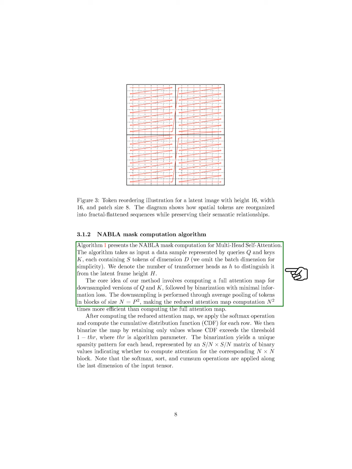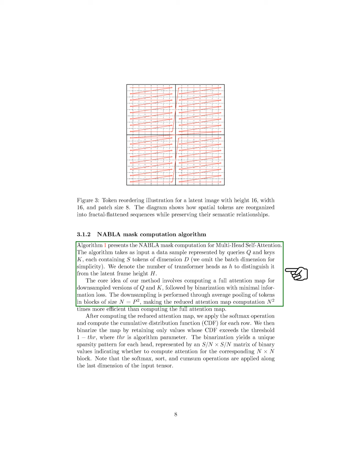After obtaining the reduced attention map, we apply the softmax operation and compute the cumulative distribution function, CDF, for each row. We then binarize the map by keeping only values where the CDF exceeds the threshold of 1 minus THR, where THR is a parameter of the algorithm. This results in a unique sparsity pattern for each head, represented by an S divided by N by S divided by N matrix of binary values indicating whether to compute attention for the corresponding N by N block.